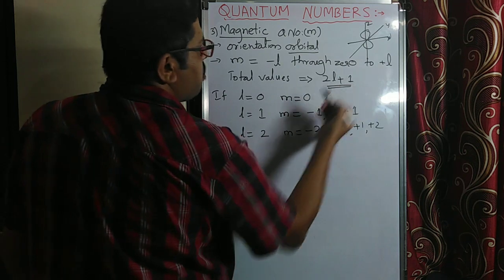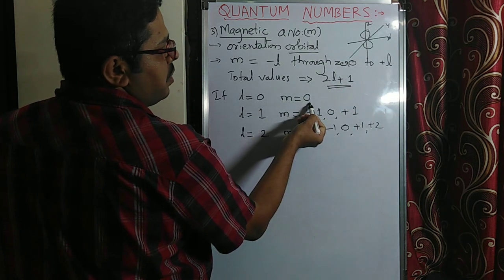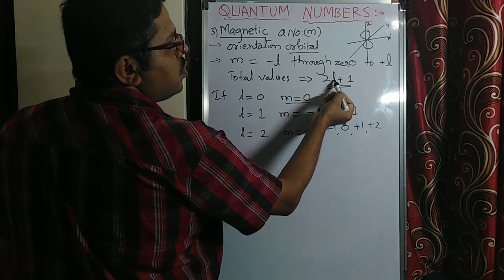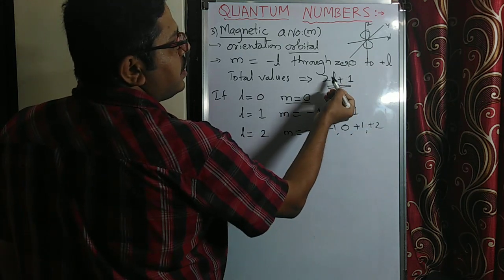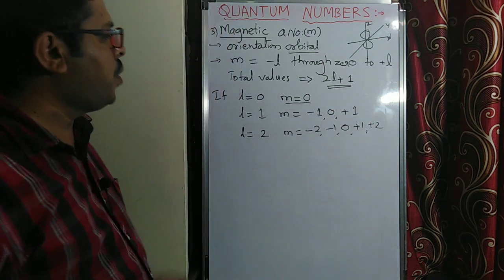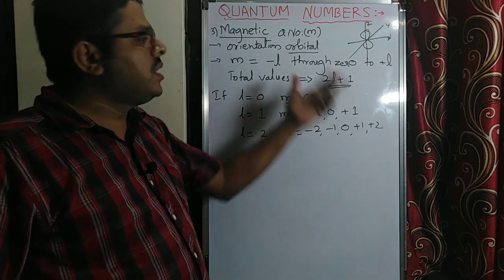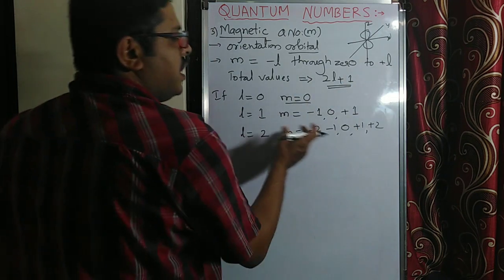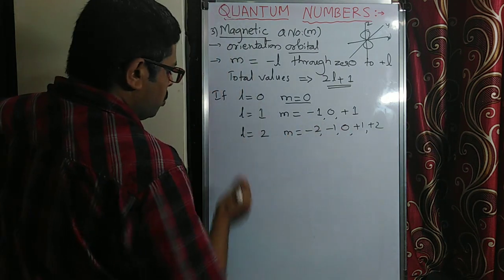So now you follow this formula. Total values possible: 2 into 0 plus 1 is equal to 1 value for M. If L is equal to 1, 3 values, because 2 into 1 plus 1. For L equal to 2, it is 5 values. If L is equal to 3, 2 into 3 plus 1, 7 values are possible for the f orbital. Very, very important. So this is about the magnetic quantum number, and after this I will give a brief explanation of all these quantum numbers, including the meaning of minus 2, minus 1, etc.